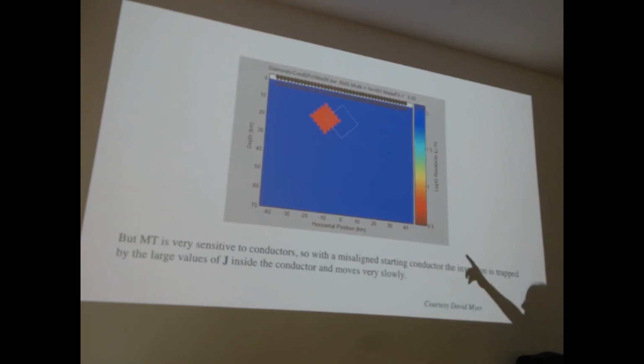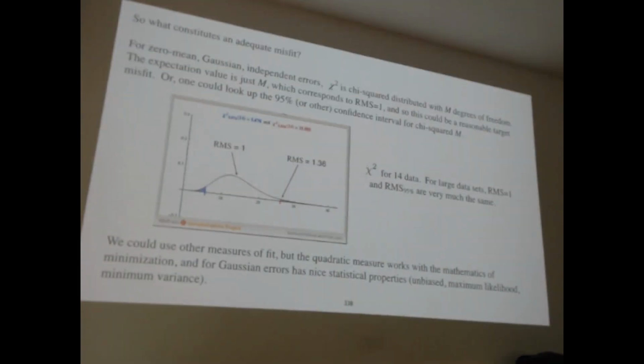So he did the same thing for a conductor, and guess what? The Jacobian matrix is huge inside this conductor, and so it doesn't point you in the right direction, and it just gets stuck. So that's why I like to start inversions without any structure in them.